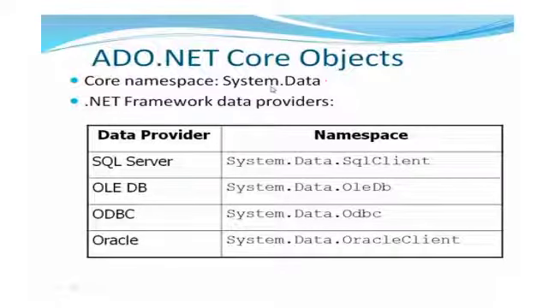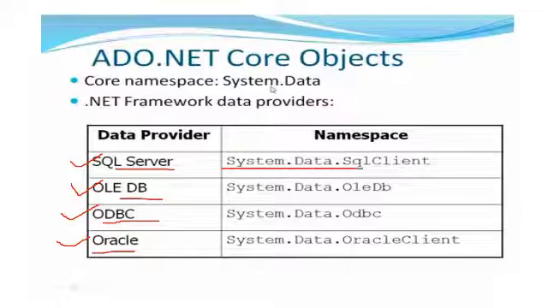Then ADO.NET core objects. There are different types of providers available: SQL Server, Object Linking and Embedding Database, Open Database Connectivity, and Oracle. For Oracle, the Oracle provider is used. For SQL Server, the SQL Server provider is used. For a simple or older database, ODBC is used. These are the namespaces used with this type of provider. We have to include them, like import or using, to import these types of provider objects.